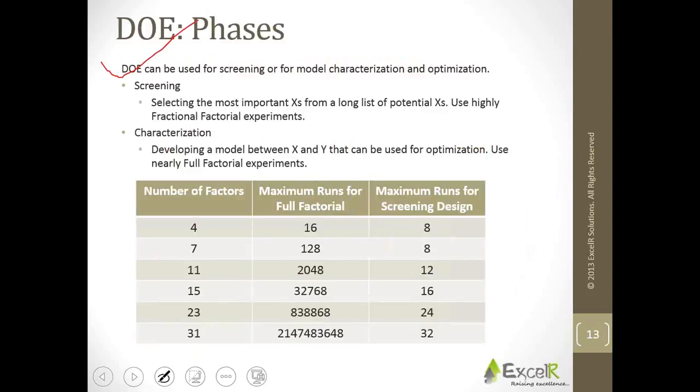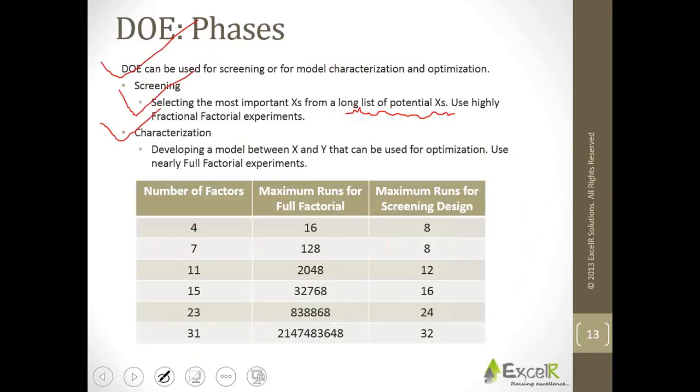DOE phases. DOE can be used for screening or for model characterization and optimization. What do you mean by screening? Basically, DOE is used for 2 reasons, right? One is screening and another thing is characterization. What do you mean by screening? Selecting the most important inputs from a long list of potential inputs. Yeah, you use highly fractional factorial experiments.